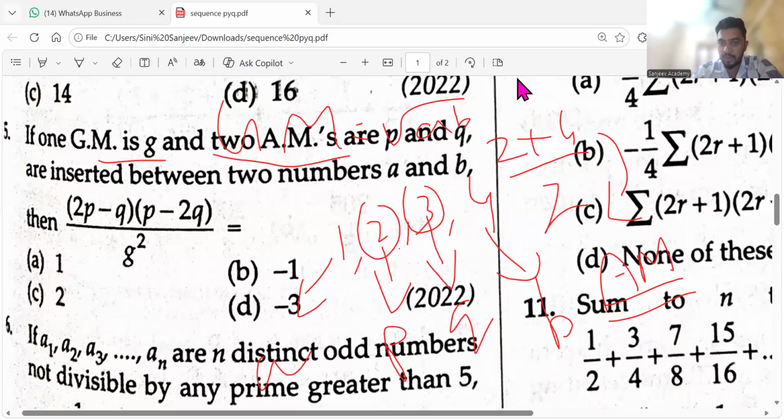Now geometric mean is root AB. Root AB, what is the answer? 2, sir. Correct, 2. So that is nothing but my G. What is my P and Q? The 2 arithmetic means are P and Q. What is the arithmetic mean you just told? 2 and 3. So P is my 2 and Q is my 3. Understood, Pavan, now? Yes, sir. Very good. Very happy.